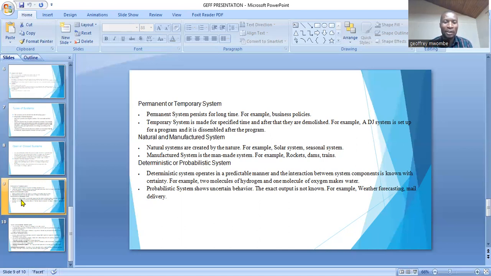We have another system, our last system, which is deterministic or probabilistic system. A deterministic system operates in a predictable manner, and the interaction between system components is known with certainty. For example, two molecules of hydrogen and a molecule of oxygen makes water. A probabilistic system shows uncertain behavior. The exact output is not known. For example, weather forecasting or mail delivery.